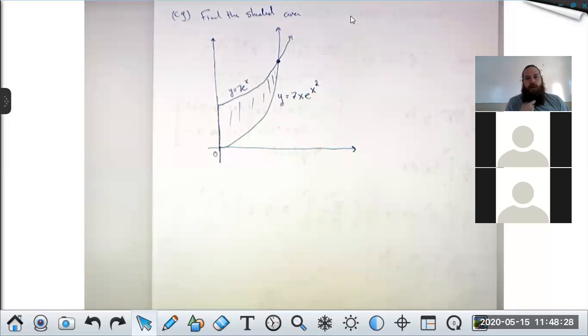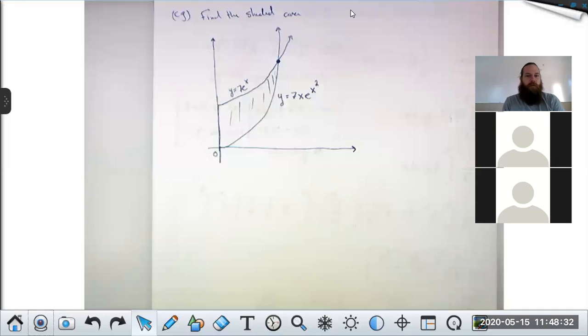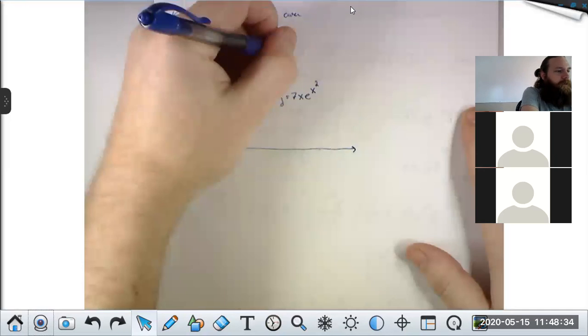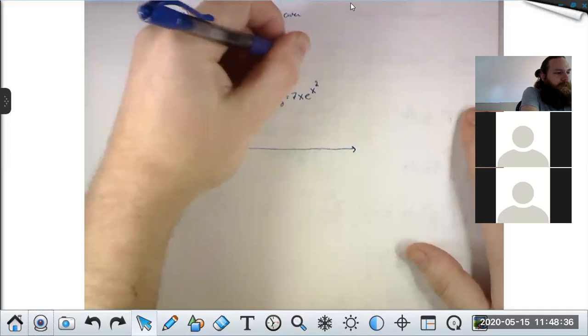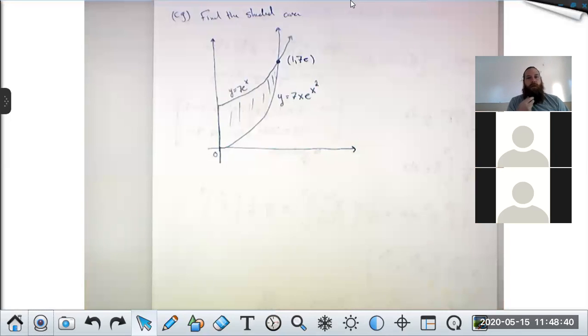They give it to us. Nice. But if they didn't, then we just set them equal to each other. Had they not given you the x value at that point, you would set the two expressions equal to each other, and you would be able to solve for x there. It's not a super simple equation to solve, actually, so I'm glad that they gave it to us.